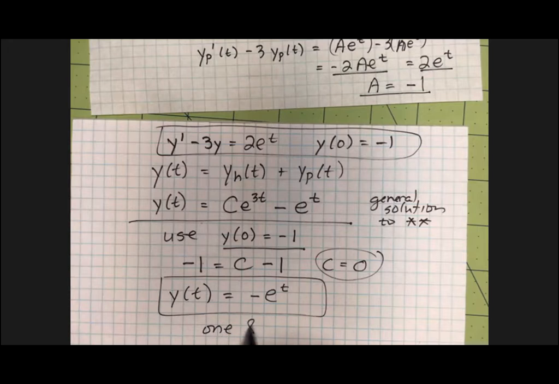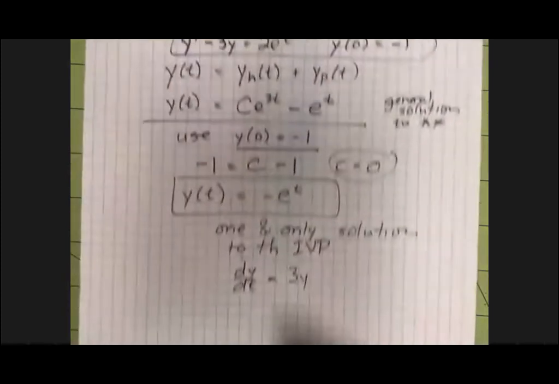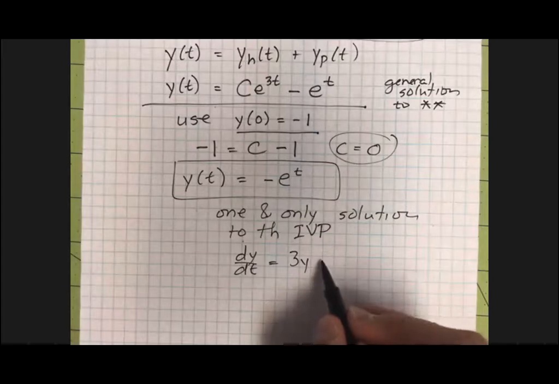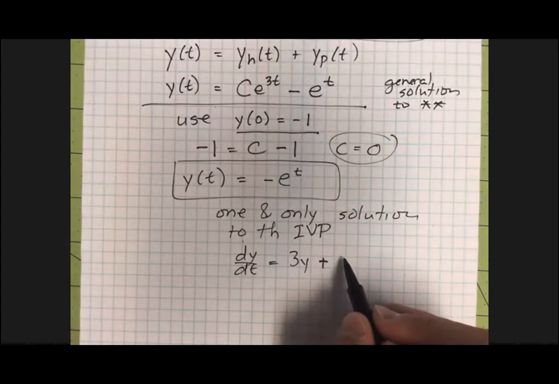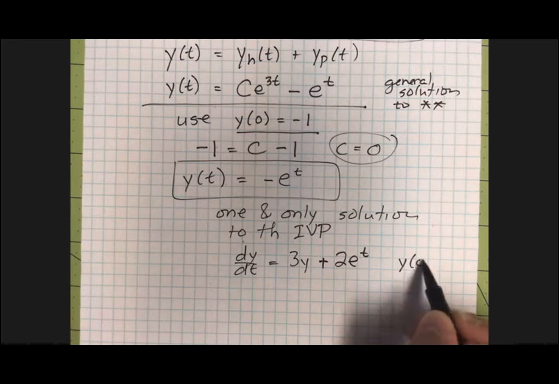The one and only solution to the initial value problem, allow me to abbreviate, dy/dt is 3y plus 2e^t, and y(0) is minus 1.